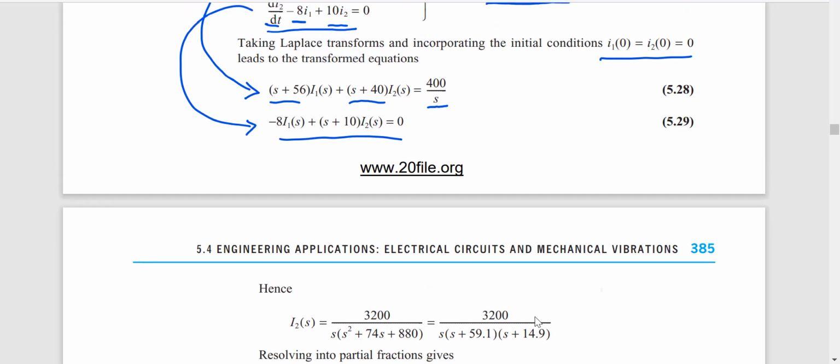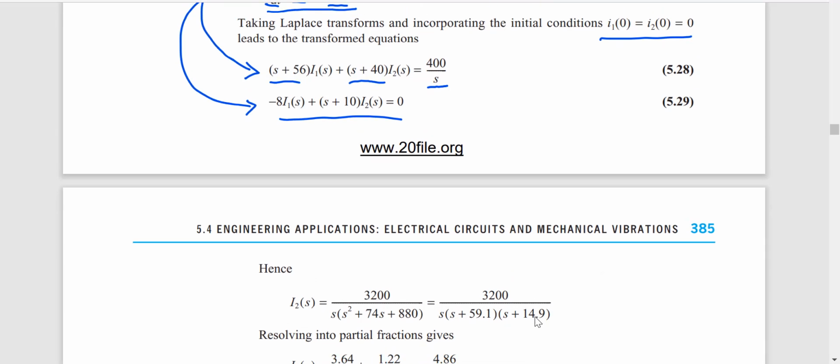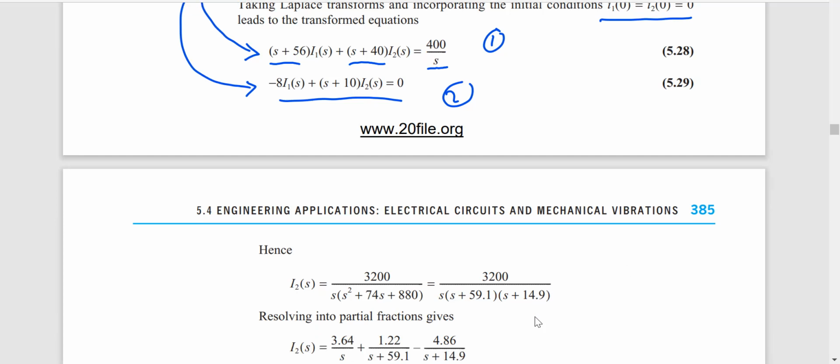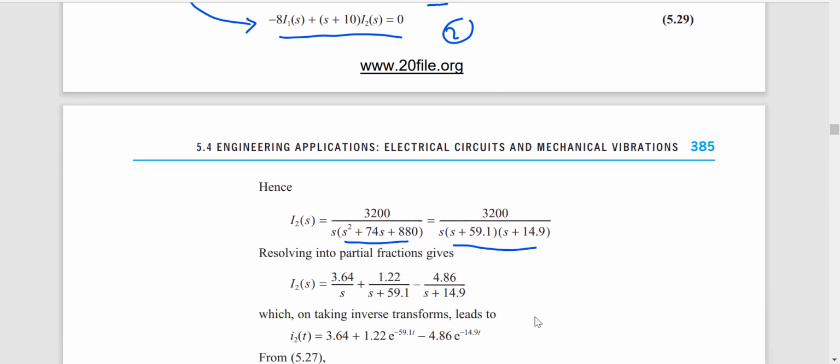Okay, so we got I2(s) from the first equation and second equation, and it becomes this one. I2(s) is 3200 per s multiplied by (s squared plus 74s plus 180). So we can divide the second part using this one. After that we have to inverse back to the time domain. So this is the final for this week.